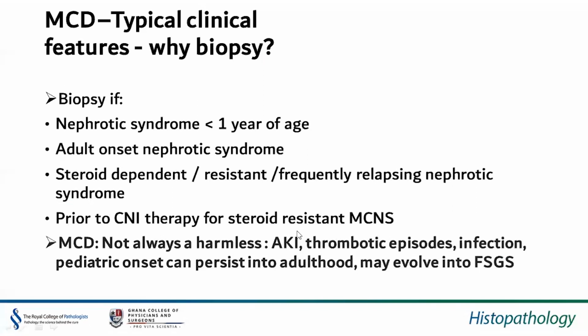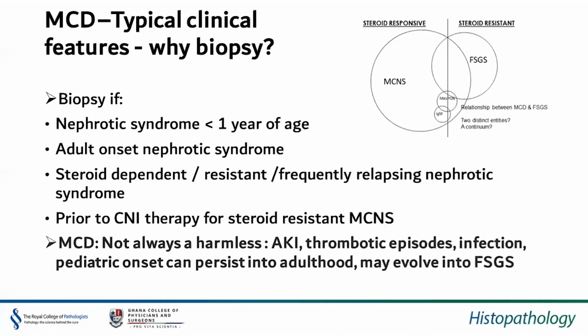The patients are severely hypoproteinemic, with severe anasarca and therefore decreased intravascular volume, and this may result in acute kidney injury. There may be thrombotic episodes because of loss of antithrombin 3 in the urine. They may be more prone to infection because of protein loss in the urine. Pediatric onset can persist into adulthood, and some cases of minimal change disease may evolve into FSGS.